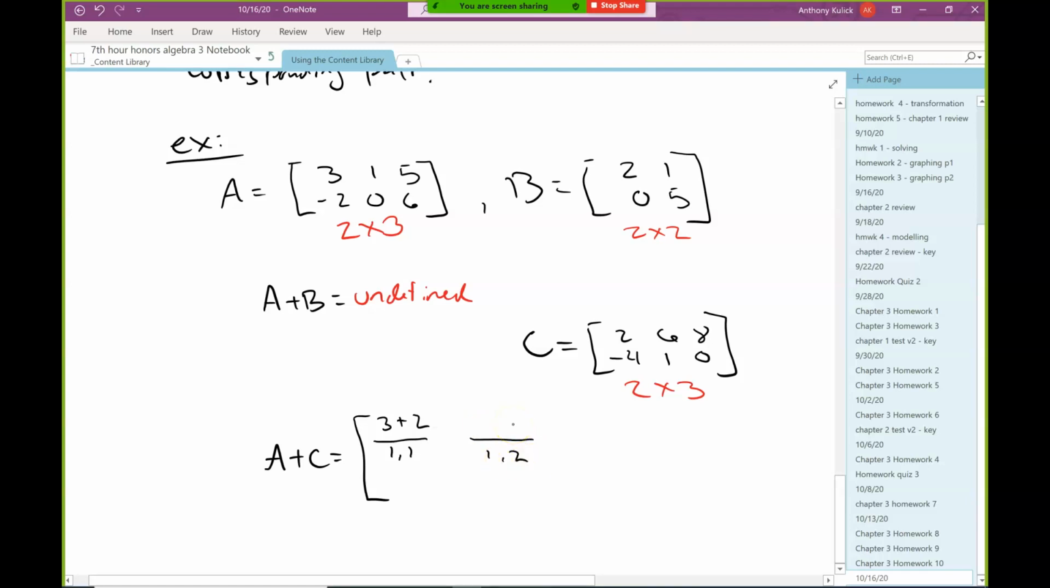To get our next element, the element in the first row in the second column, what I'm writing underneath it is just the position in the matrix. You don't really need to do that. I'm just putting that in there for the note so you can see what it is that I'm doing.